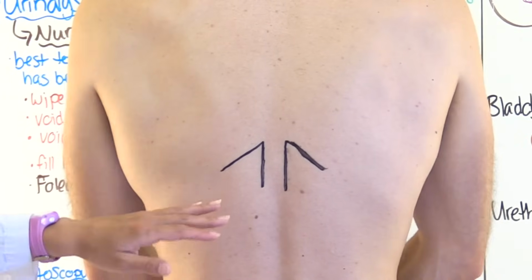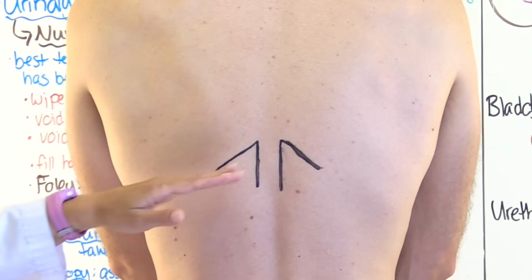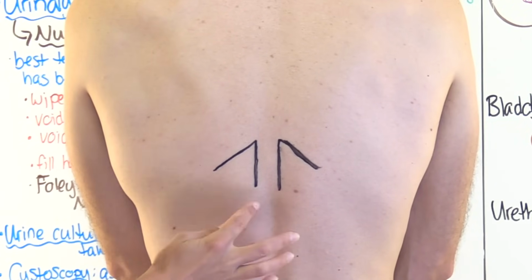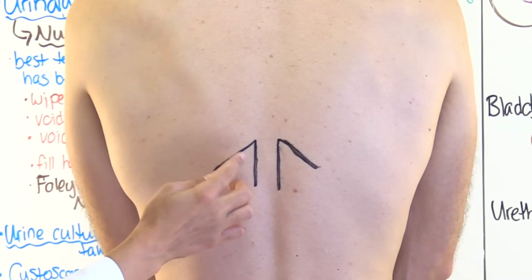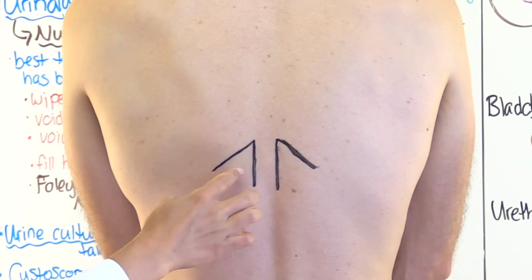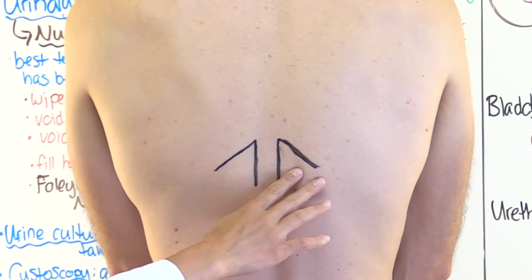So what you will do is find where the last rib on the back is, which is your 12th rib, and find the spine, and you're going to go at the angle. The angle is below the 12th rib and in between the spine, and this is about where your left kidney is located and about where your right kidney is located.